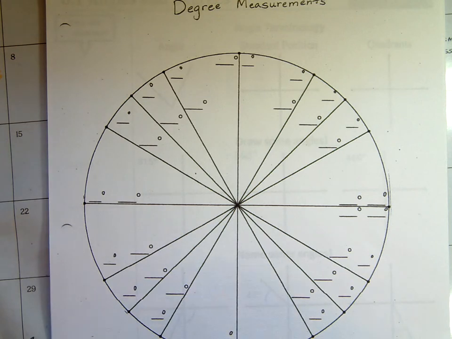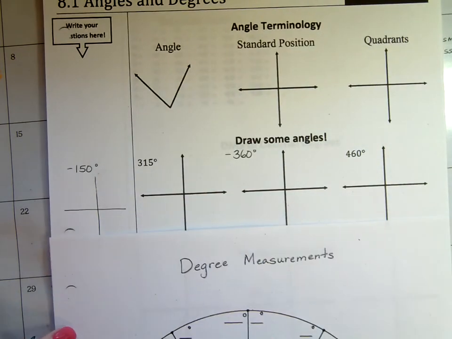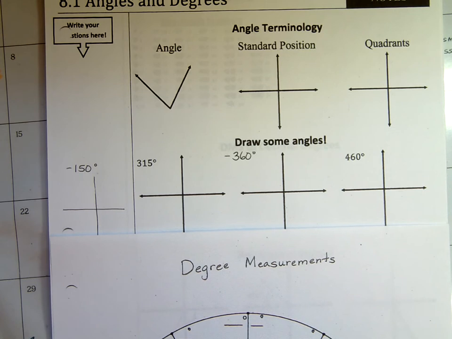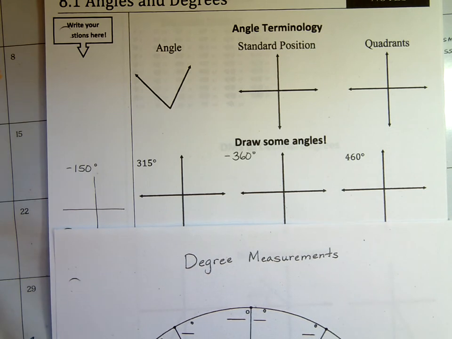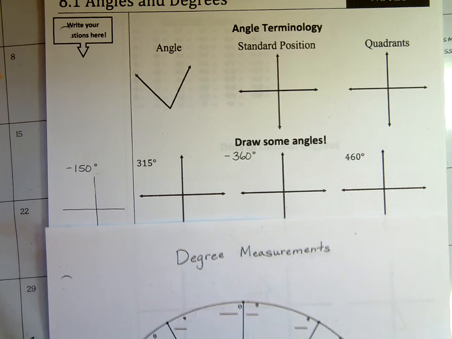This one's called degree measures. Actually, let me show you what the packet looks like. It's called angles and degrees. This is what the note packet would look like. But before we get to this, I want to talk to you about these angles, so that when we come down here and try to draw some of the angles, it's going to make our life a little easier.